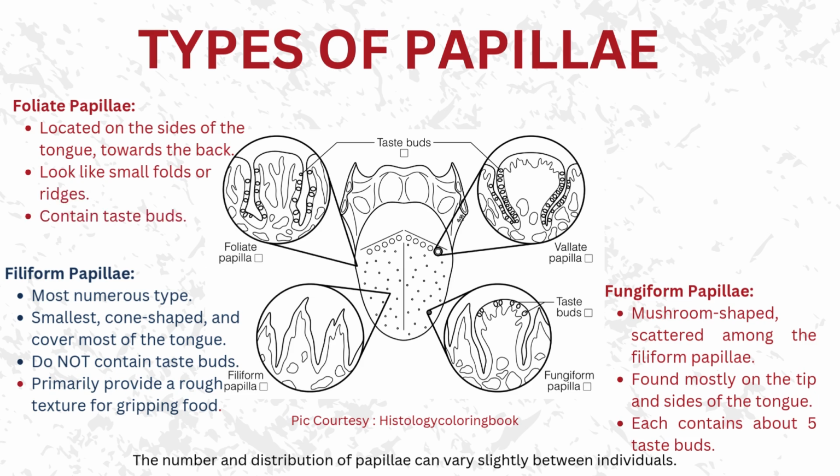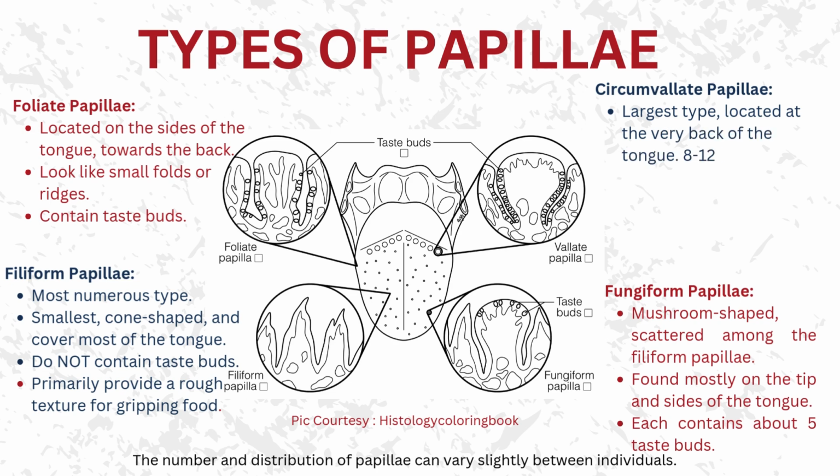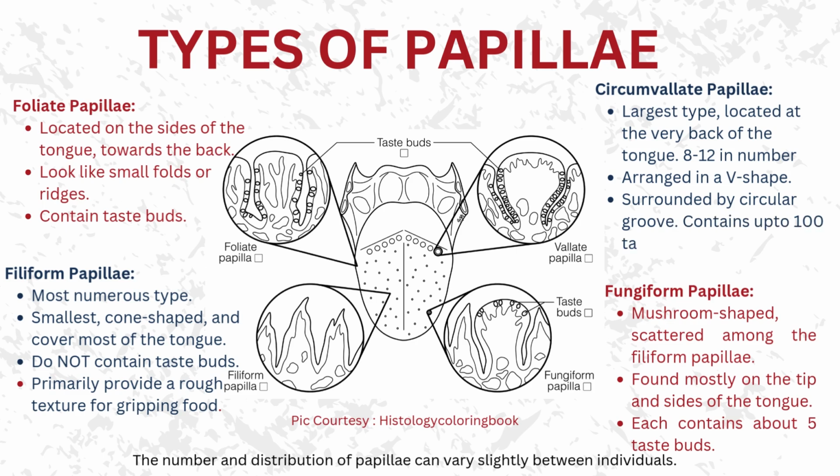And then the fourth type is the circumvallate. You can think of circle and wall. These are the biggest papillae and are at the very back of the tongue, arranged in a V shape. They look like little domes surrounded by a wall, and they have lots of taste buds. So circumvallate sounds like circle and wall. They form a sort of circular wall at the back.